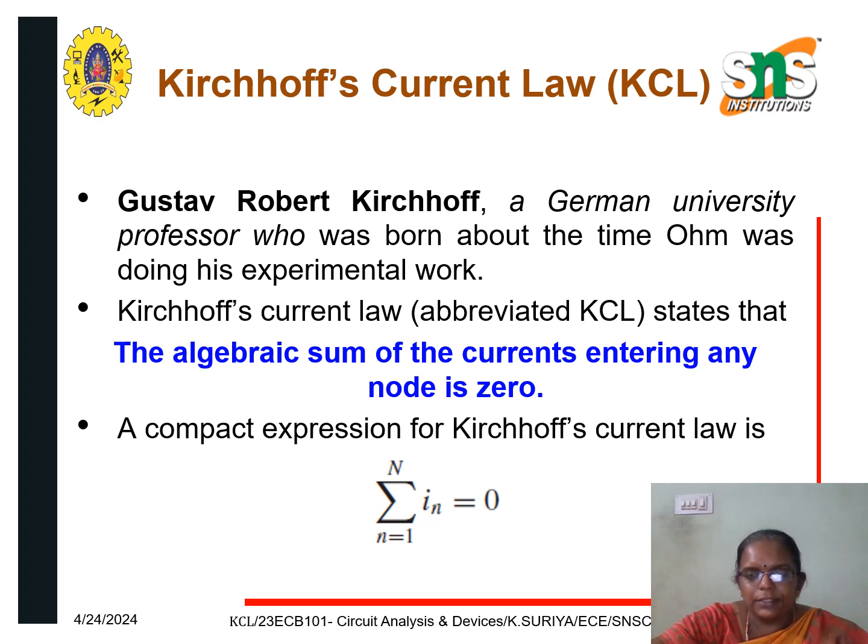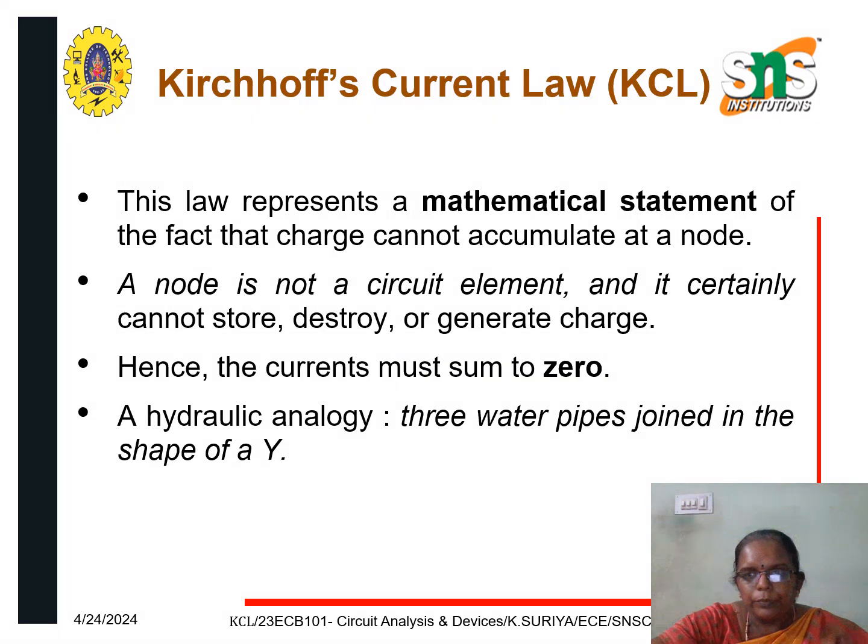So in general, we can tell a summation of n is equal to 1 to N, i_n is equal to 0. So this law represents a mathematical statement of the fact that charge cannot accumulate at a node. So node is not a circuit element, so it cannot store or generate or destroy any charge. So the currents must definitely become zero.